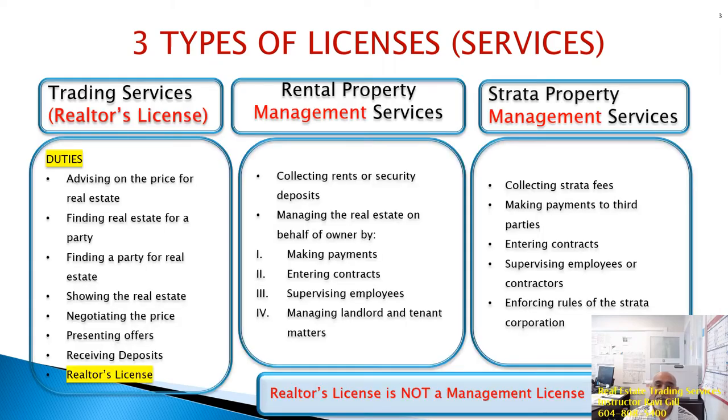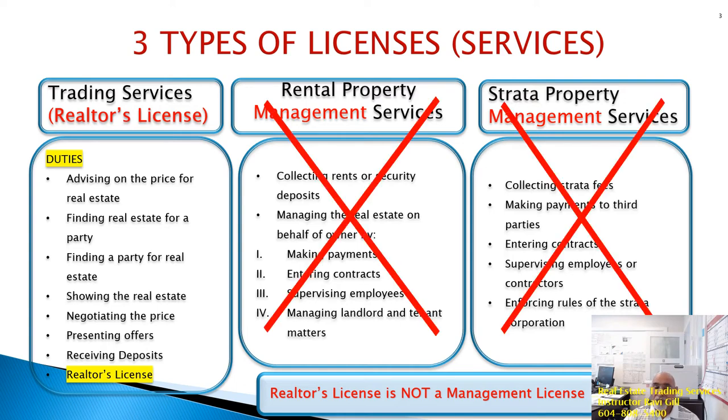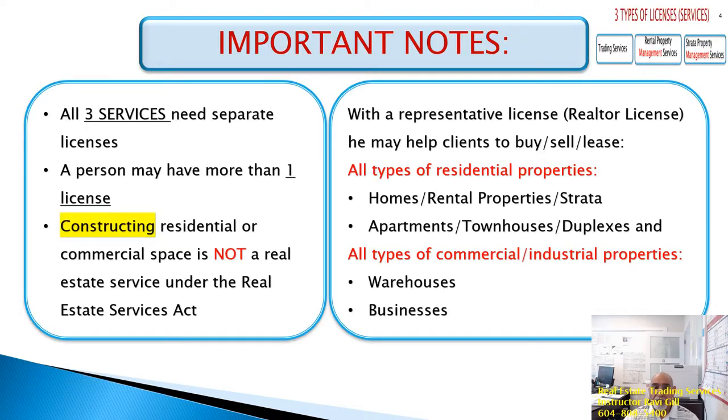Okay, so the 3 types of services, not 3 types of licenses, 3 types of services that are offered under the Real Estate Services Act are trading services, management of strata, and management of rental. You, when you get your realtor's license, are not allowed to do these 2. Okay, all 3 services need separate licenses. A person can get more than 1 license.